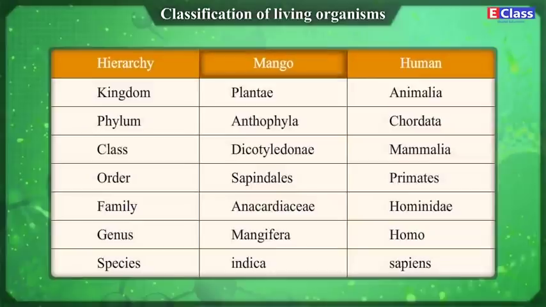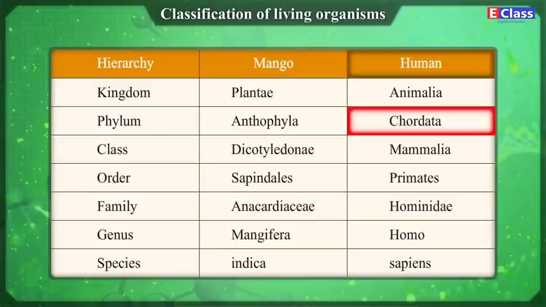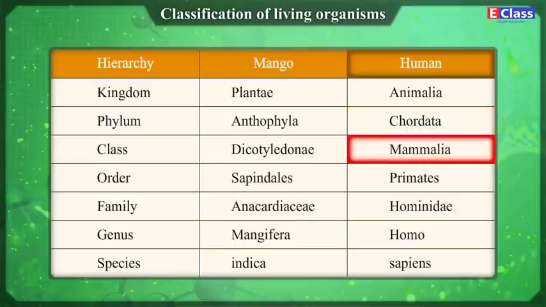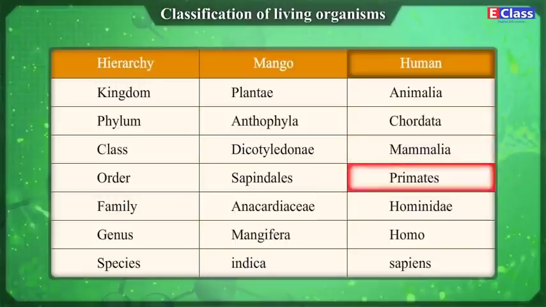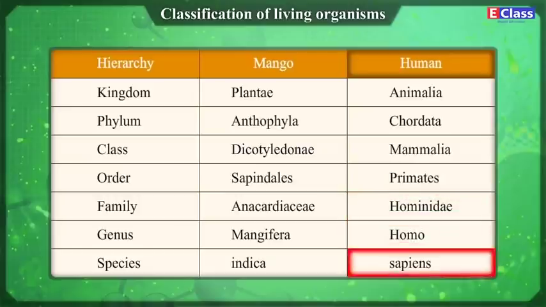Hierarchy: Mango. Kingdom: Plantae. Phylum: Anthophila. Class: Dicotyledonae. Order: Sapindales. Family: Anacardiaceae. Genus: Mangifera. Species: Indica. Hierarchy: Human. Kingdom: Animalia. Phylum: Chordata. Class: Mammalia. Order: Primates. Family: Hominidae. Genus: Homo. Species: Sapiens.